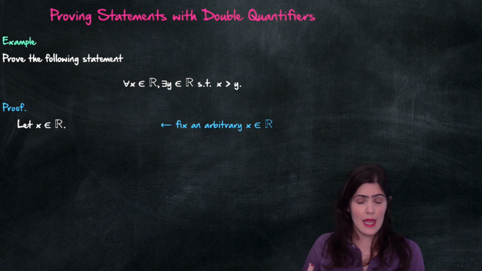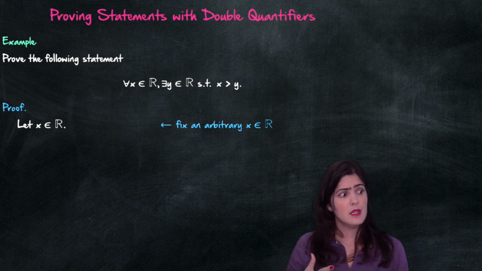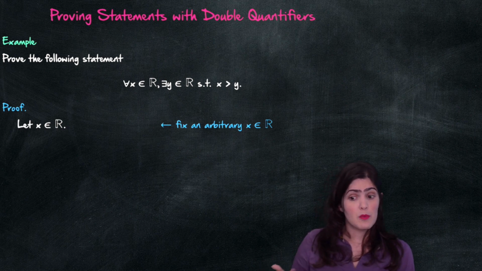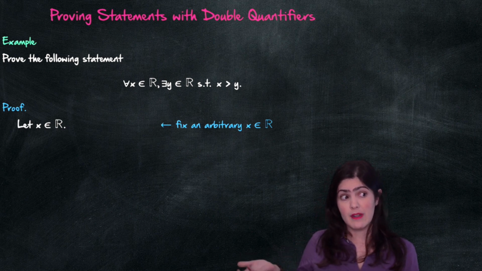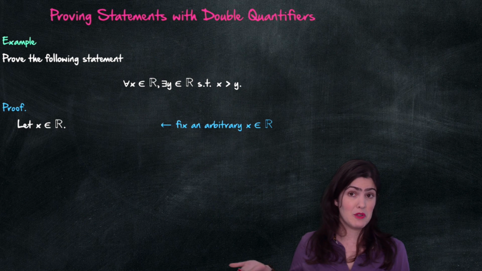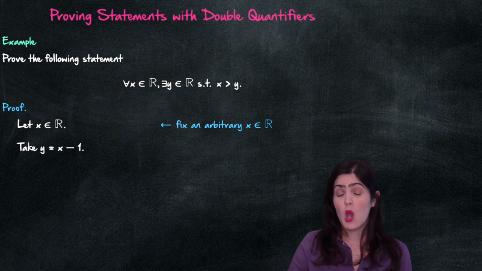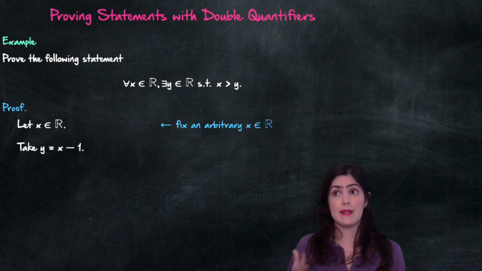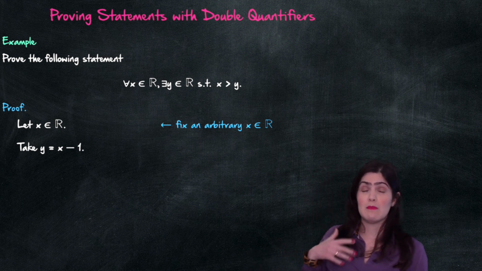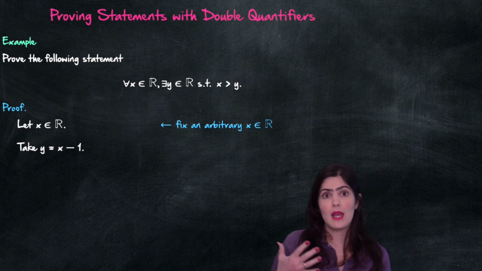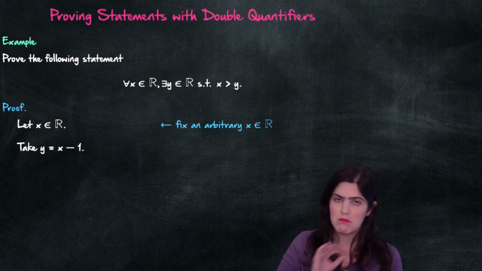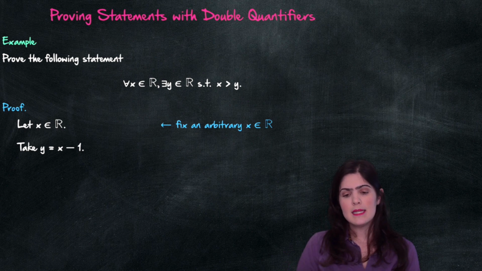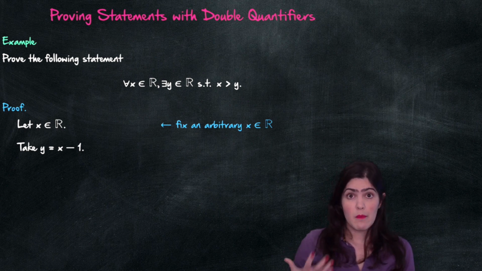And based on this x, for example, if I want to find a number smaller than x, can you think of a number that is less than arbitrary x? Well, one option is to pick y equals x minus 1. But I could have picked y equals x minus 2, minus pi, or x minus 1,000,000. Doesn't matter. As long as my y is less than x, we're good. And this step is very important.